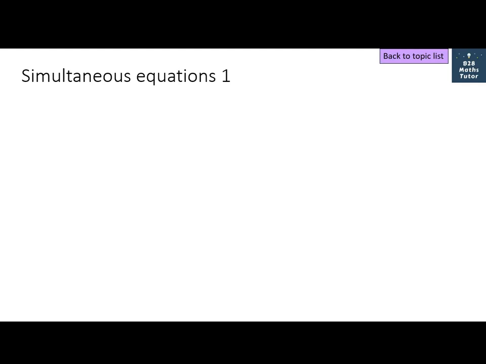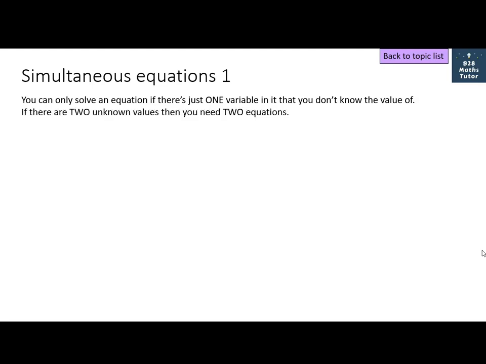We've already looked at solving equations, but when you get an equation with two unknowns in it, you can't solve that. You can only solve an equation if there's just one single variable in it that you don't know the value of. If there are two unknown values, then you need two equations to solve them, and it has to be two equations giving different information.